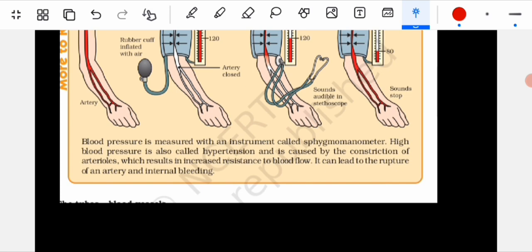And it is caused by the constriction of arterioles, which results in increased resistance to blood flow. It can lead to the rupture of an artery and there will be internal bleeding.